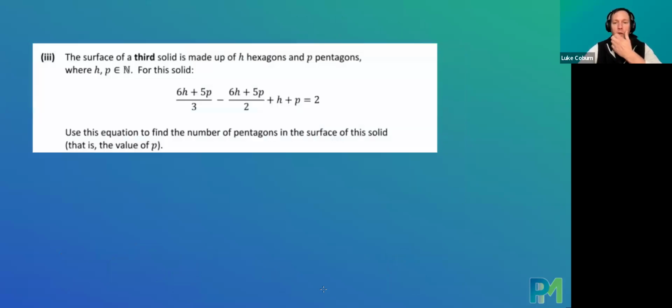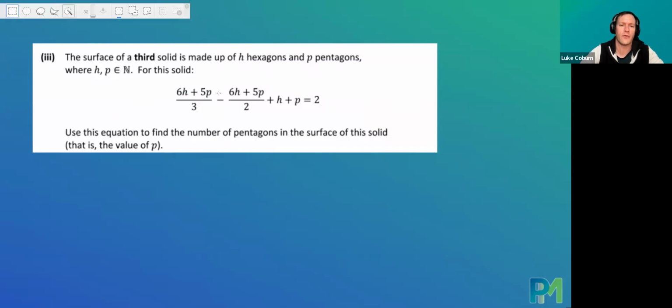Brilliant. Okay, we've got 2 more. I think we'll just get this one done. This one here looks a bit weird. This is a section B question, and if we read it, we have something about the surface of the third solid being made up of H hexagons and P pentagons and so on, and use this equation to find the number of this thing, whatever.